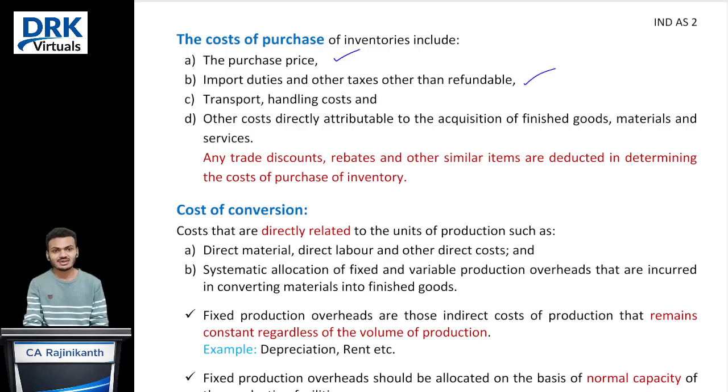Import duties and taxes, only if they are non-refundable. If they are refundable in nature, we should not add. Transportation and handling costs, yes, we can add. And other costs that are directly related to purchase of finished goods or raw material, and even for getting any services also we can add. Trade discounts and rebates and any other similar items we can reduce.